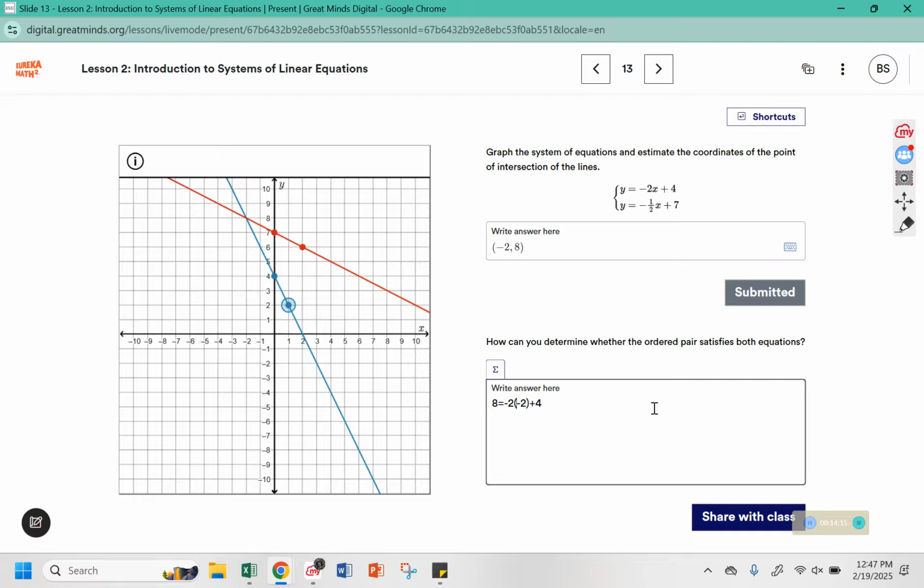-2 times -2 is +4. So that is 4 plus 4 is 8, so it satisfies the first one. The second equation, 8 is the y value again. -1/2 times -2 for the x value, plus 7. -1/2 times -2 is +1, and 1 plus 7 is 8. So it also satisfies equation 2.